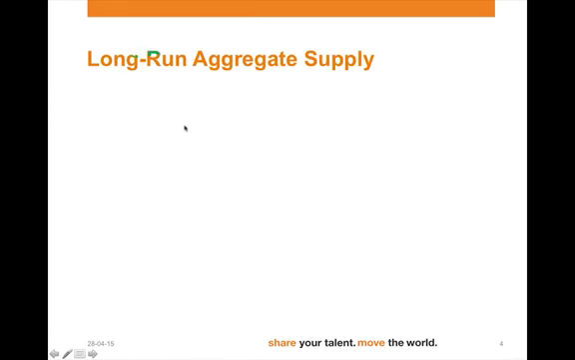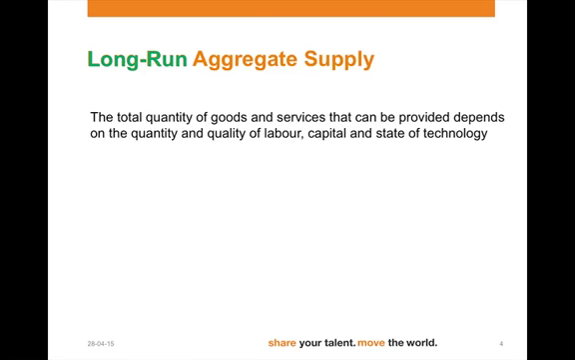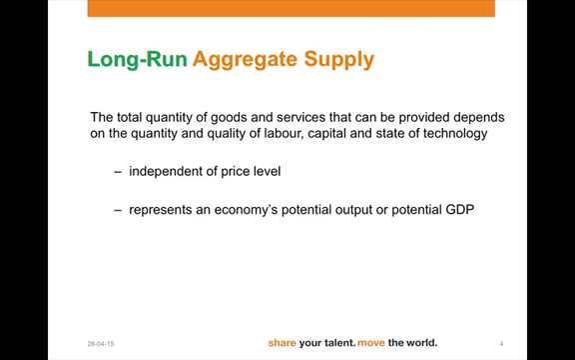Let's first have a look at the long run aggregate supply curve. The long run aggregate supply curve is the total quantity of goods and services that can be provided within an economy, and this depends on the quantity and quality of labor, capital, and the state of technology within this economy. This total quantity of goods and services that can be produced is independent of price level. It represents an economy's potential output or potential gross domestic product.